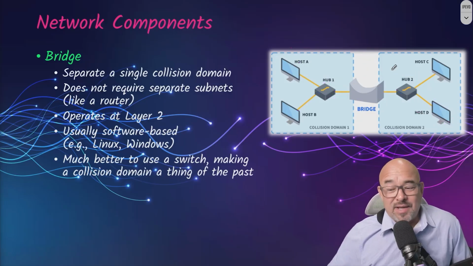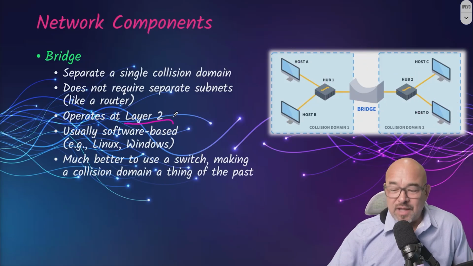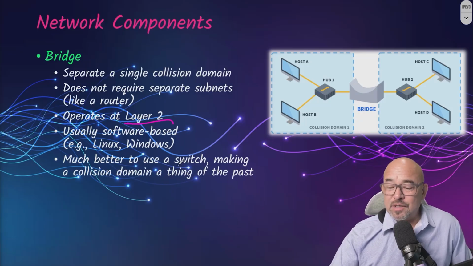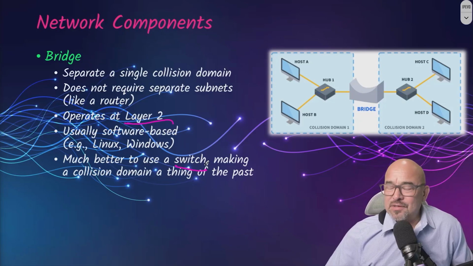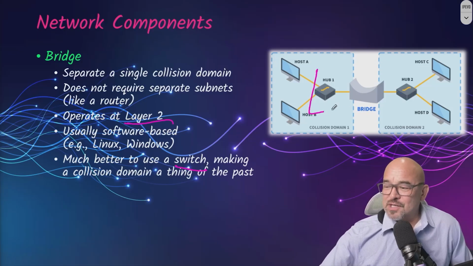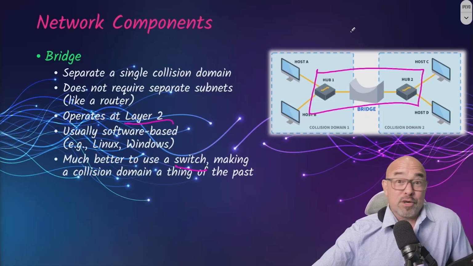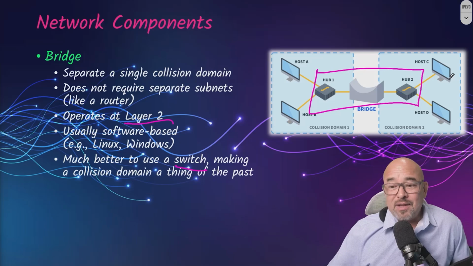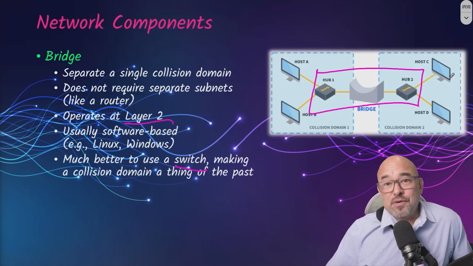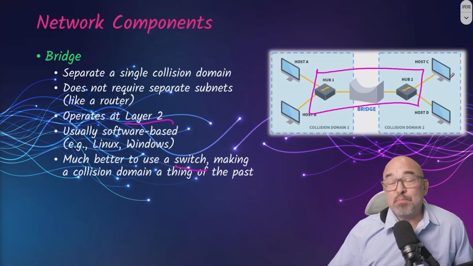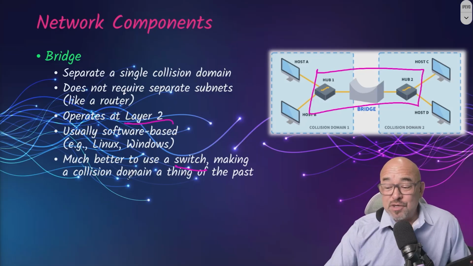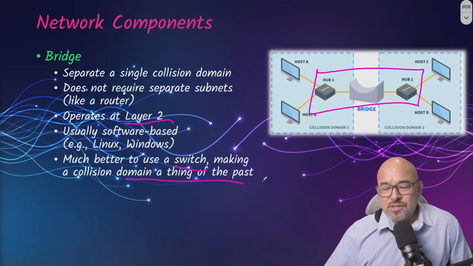So largely nowadays, since bridges operate at layer 2, it's usually better to use a switch instead of a bridge. Again, switches aren't that expensive, especially unmanaged switches in a smaller network. So just replace all of this with a bigger switch that can support all these devices, or you can daisy chain two switches together and create this network infrastructure. And each port on that switch is essentially its own collision domain. So that makes collision domains kind of a thing of the past when you use a switch instead.